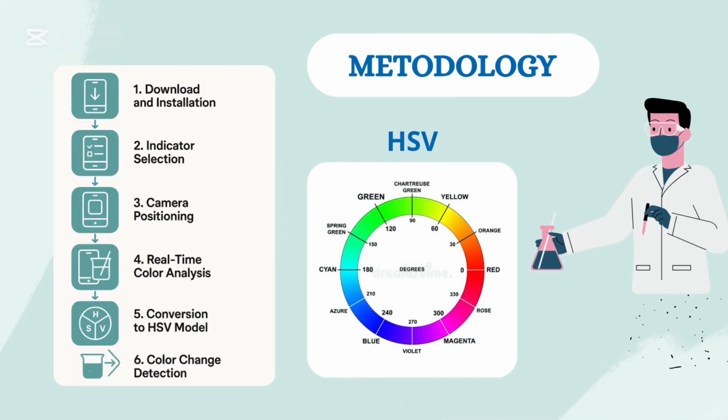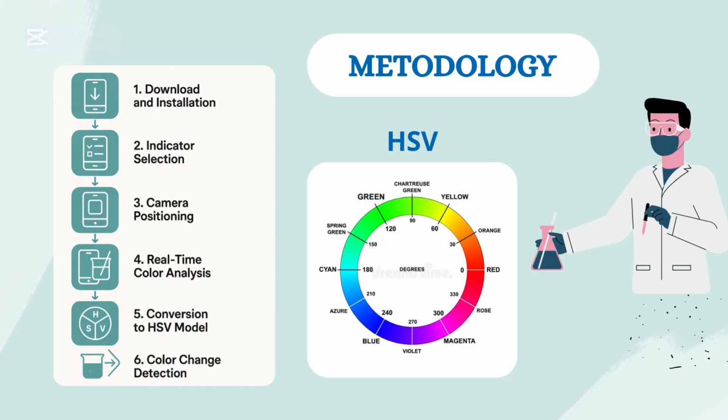App operation scheme. 1. The user downloads the Titration ColorCam app on an Android phone. 2. The type of indicator is selected, for example, phenolphthalein. 3. The camera is positioned in front of the flask. 4. The app takes color samples in real time. 5. It converts that color into HSB format, using saturation and value.